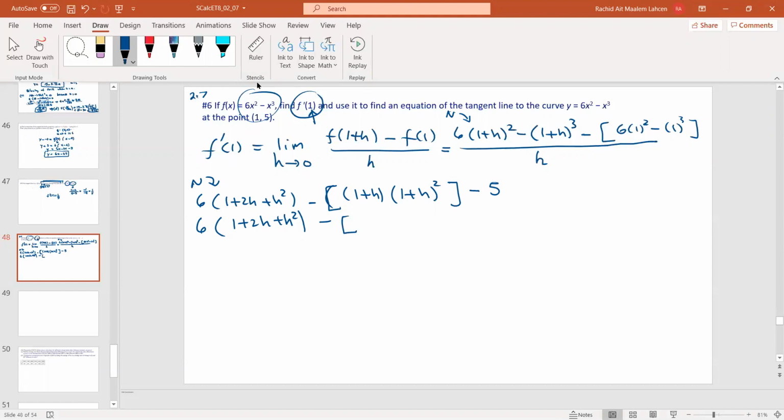As I mentioned, pause the video, try it and see. Then you get h times 1 plus 2h plus h squared, so you get 1 plus 3h plus 3h squared plus h cubed. There is also some binomial formula you can use, but you can try it just that way. So 6 plus 12h plus 6h squared. Now distribute the negative.